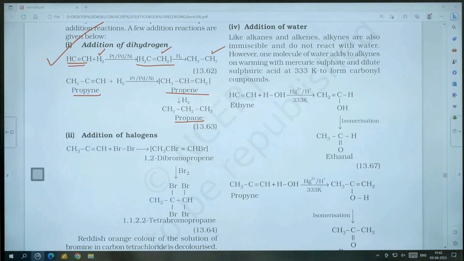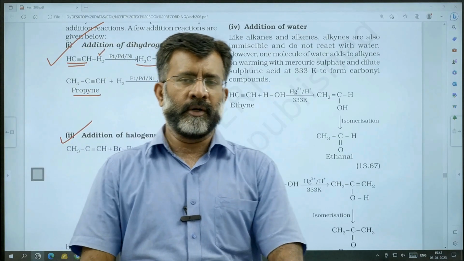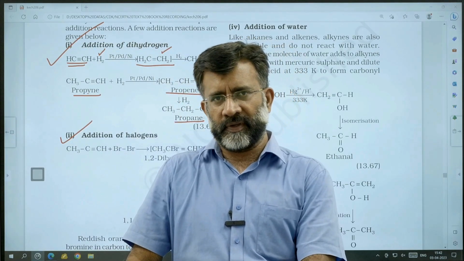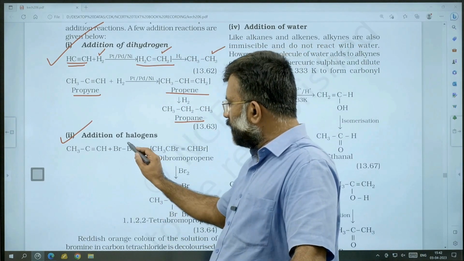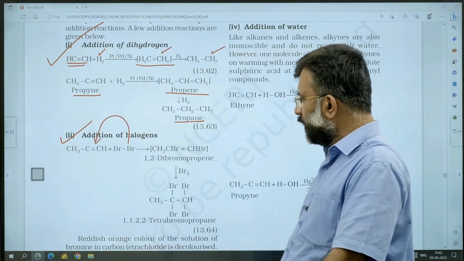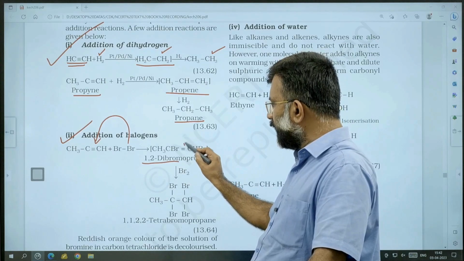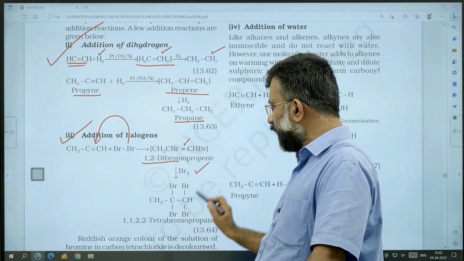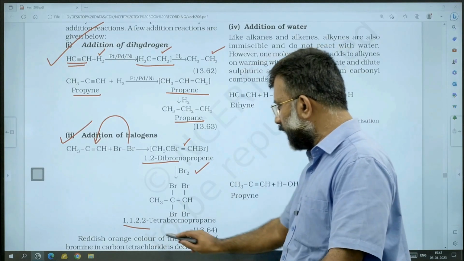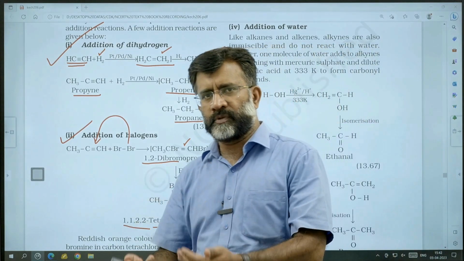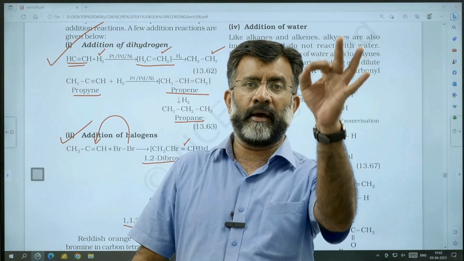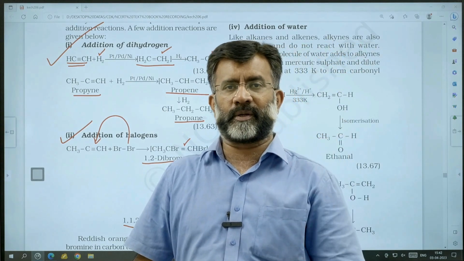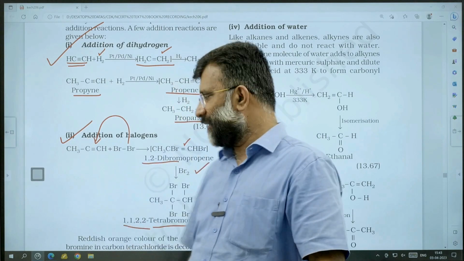Already discussed. Similarly, addition of halogen; it may be added with 2 molecules of halogen. You get a vicinal tetrabromide. 1 Br2 is added to the unsaturation, you get 1,2-dibromo. Again there is unsaturation, again Br2 is added. You get 1,1,2,2-tetrabromopropane. So 2 times halogen is added to the unsaturated system, and you get a tetrahalo product. Hope it is clear. Right.